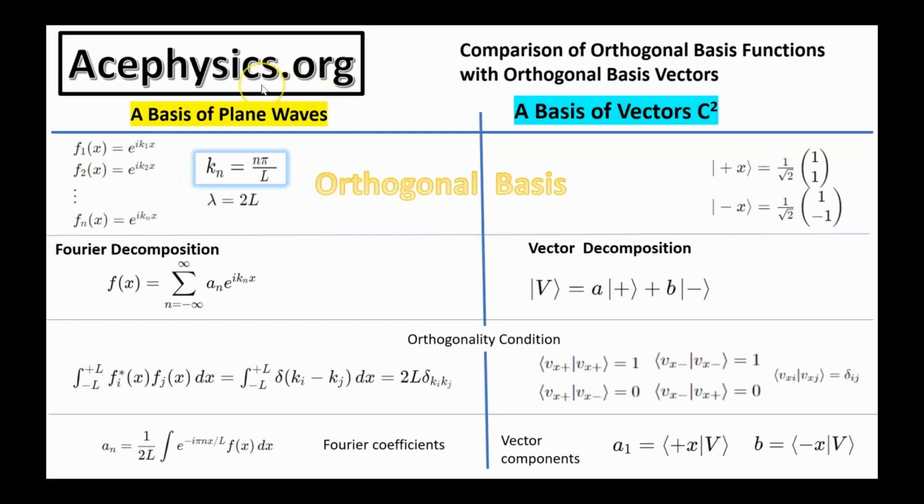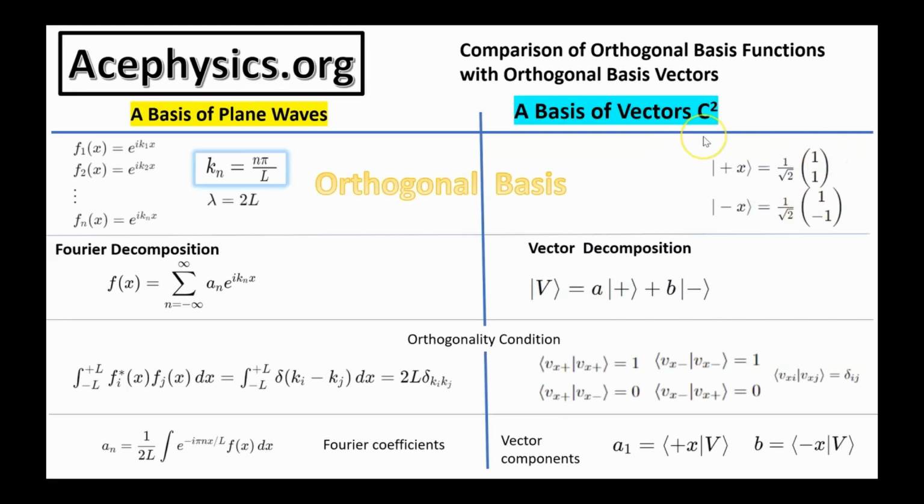On this slide, I do a comparison of orthogonal basis functions with orthogonal basis vectors. On the left, we have the basis of plane waves, which are the complex exponentials e to the i k_n x. These are the basis vectors of functions over a domain of negative L to plus L. And you can see L is a parameter in this wave vector. In Fourier decomposition, any function can be written as a sum of these basis functions with coefficients a sub n, indicating how much of each basis function is present in the sum.